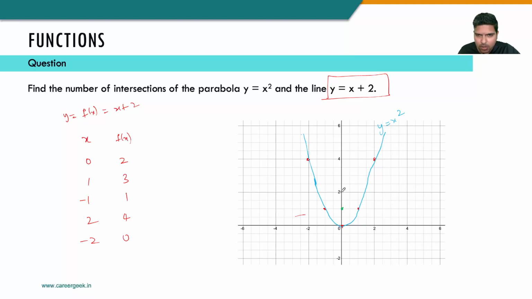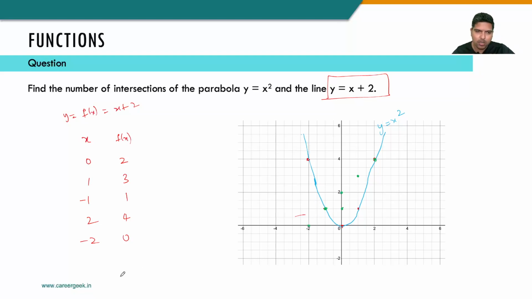Sorry, I've drawn it wrong. So when x is 0, y is 2. When x is 1, y is 3. When x is 2, y is 4. Okay, these 2 points are the same. And when x is negative 1, y is 1. Okay, this also matches. And x is negative 2, y is 0.